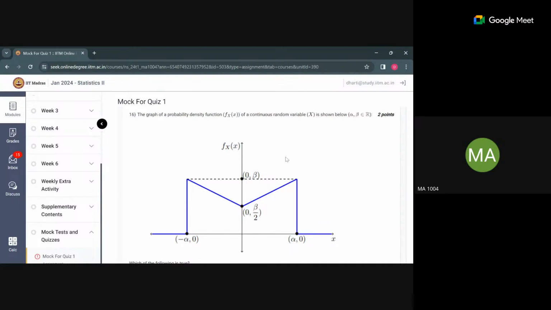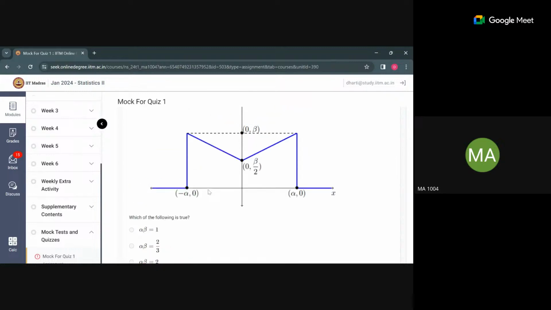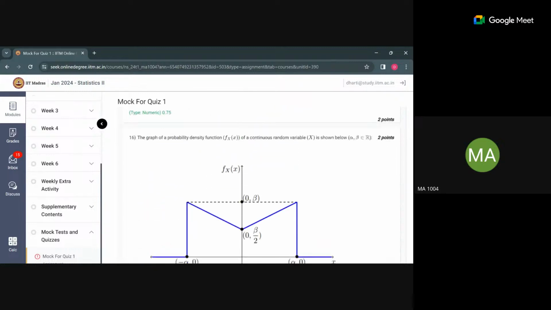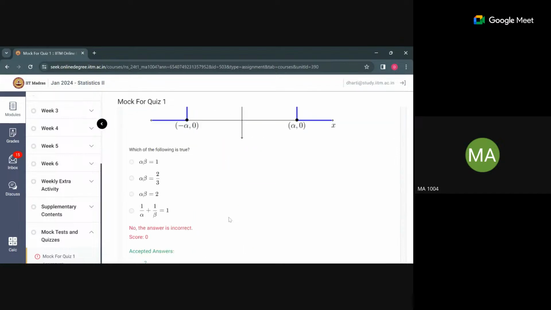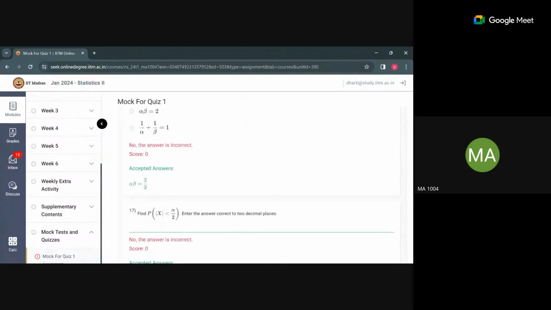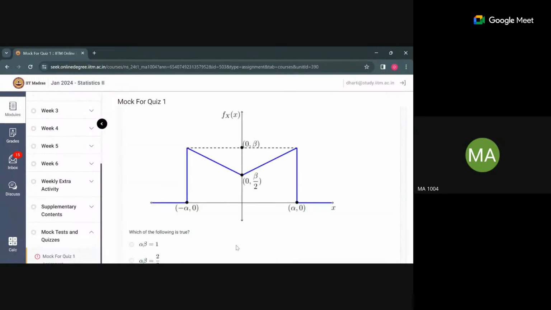So the graph is given to you, and the first part is which of the following is true. Okay, so let me draw this. And then what's the next question? Let's check that also. First you have to find the relation which is true, and the second one is the probability that mod x is less than alpha by 2.